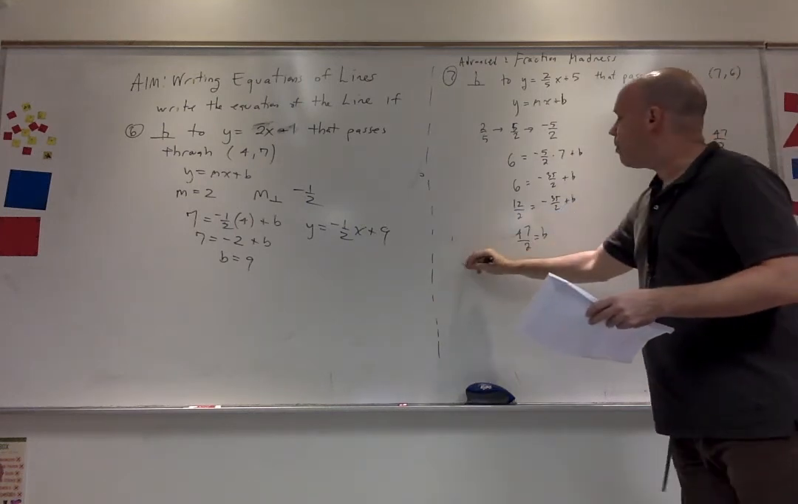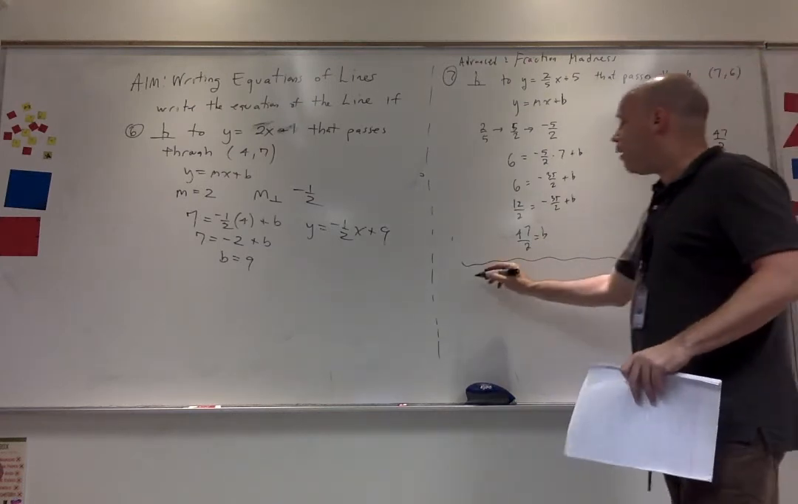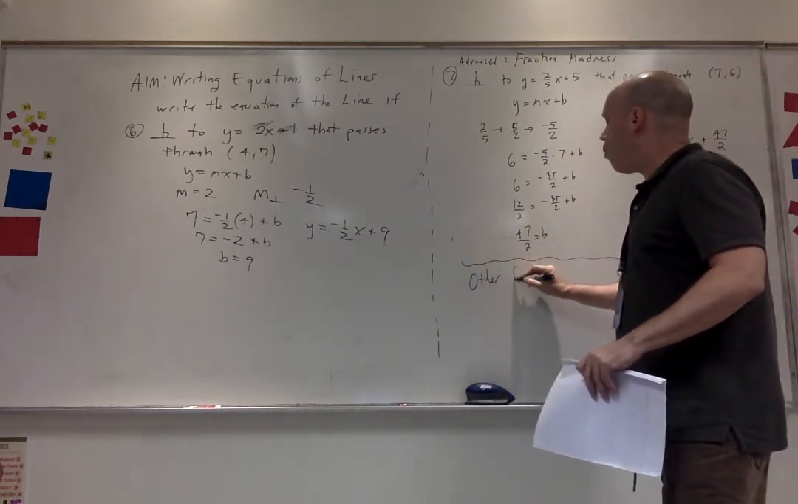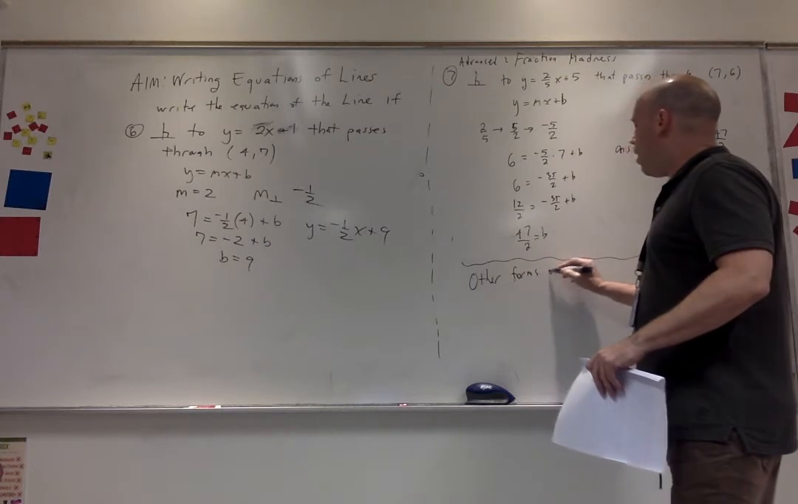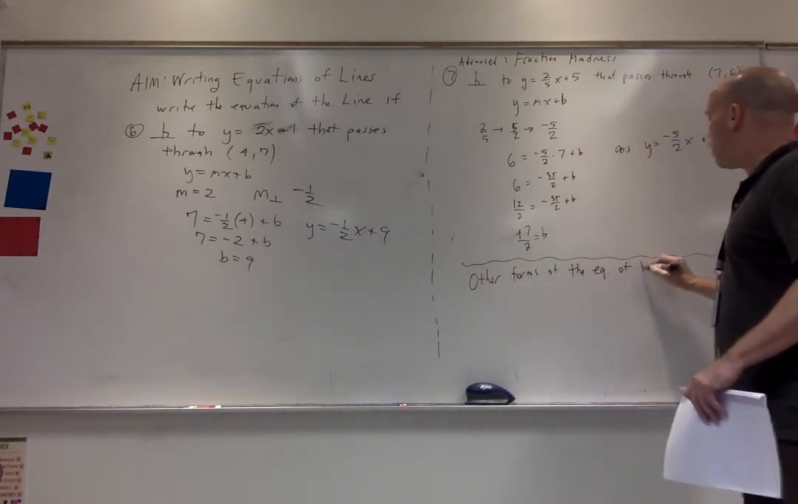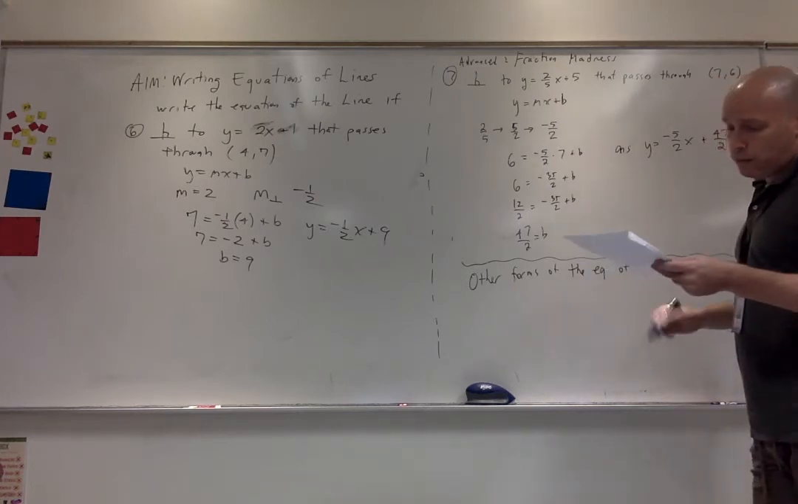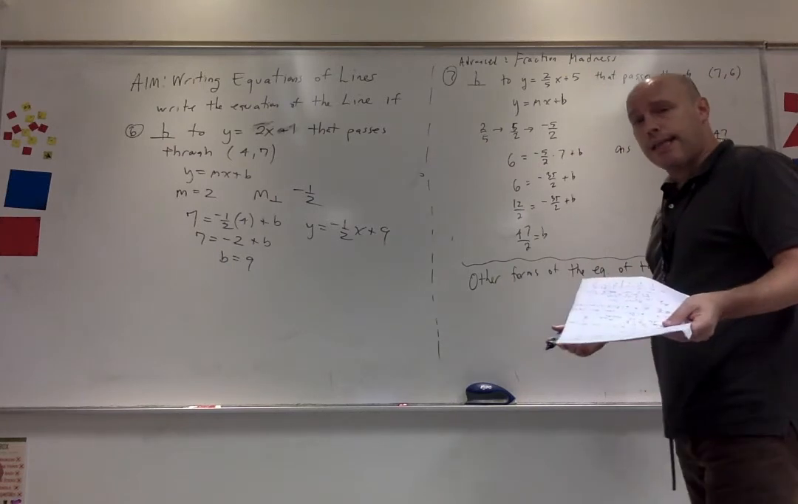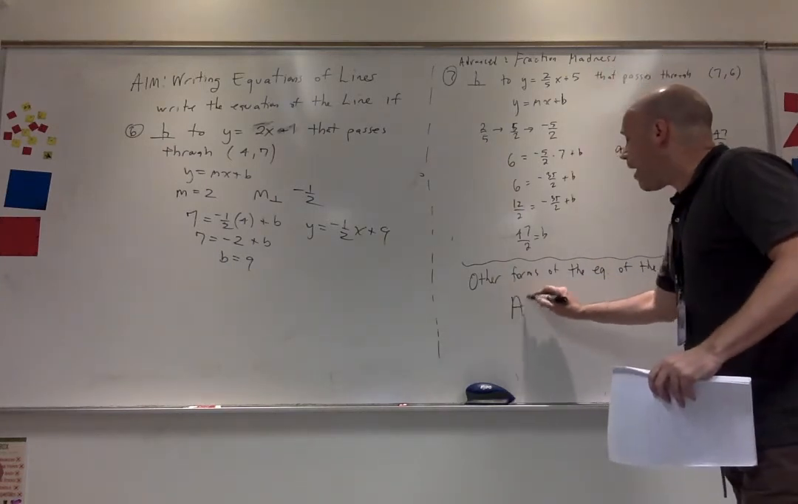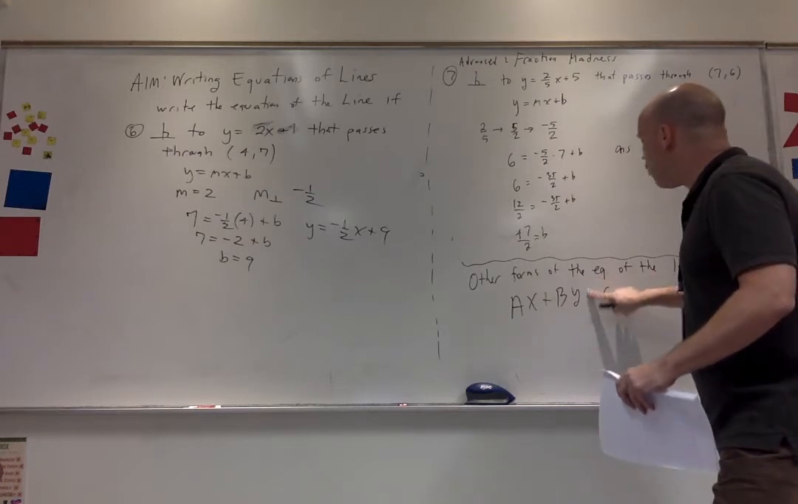Let's move on. There's other forms of the equation of the line. We studied the second form, ax plus by plus c equals 0.